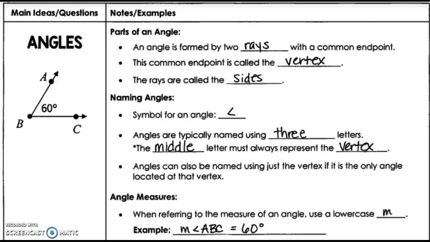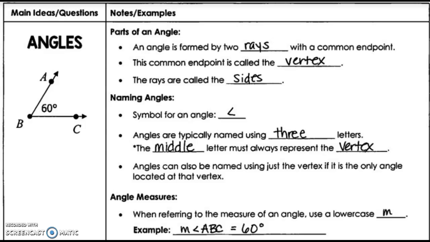This endpoint is called a vertex. The rays are called the sides. To name an angle, we use this symbol that you can see on your screen for an angle. Do not confuse the symbol for an angle with the symbol for less than. When naming angles, we are typically naming them using three letters. The middle letter must always represent the vertex.